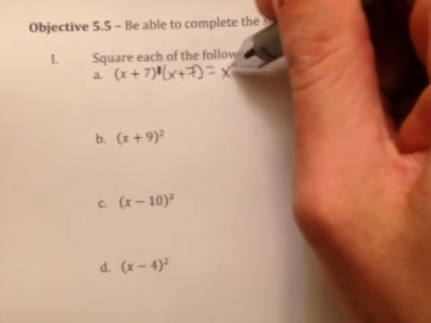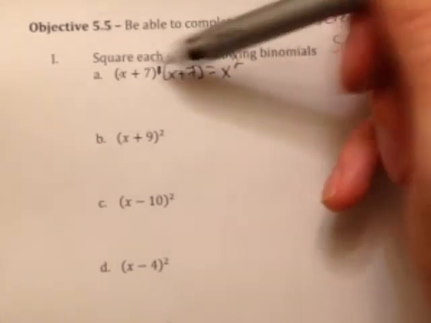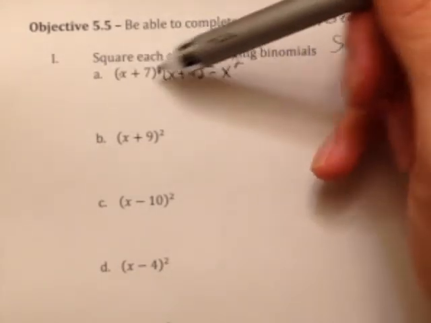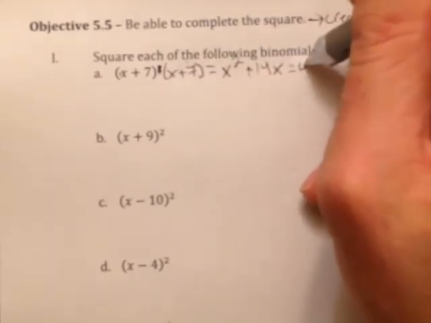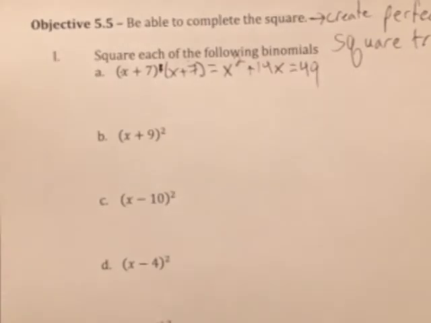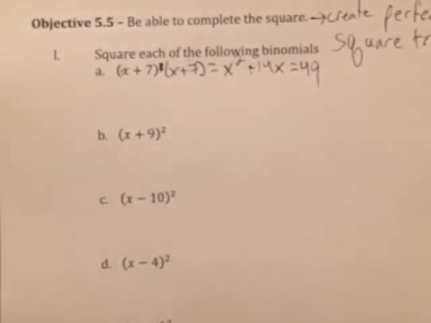I can quickly do that in my head. I'm going to get x squared from the first two. I'm going to get two 7x's, that's going to make 14x. I'm going to get a 49 at the end. Why don't you multiply out B, C, D, and E, pause, and then come back.